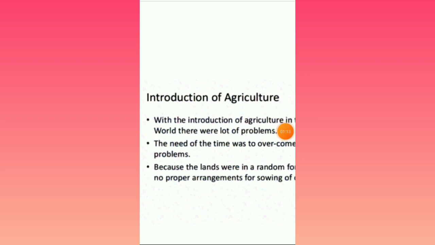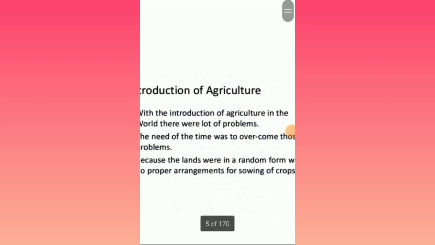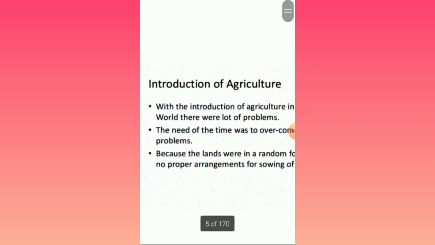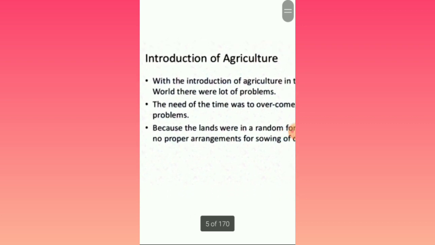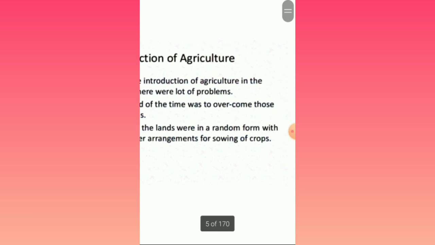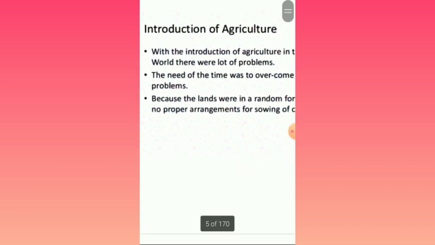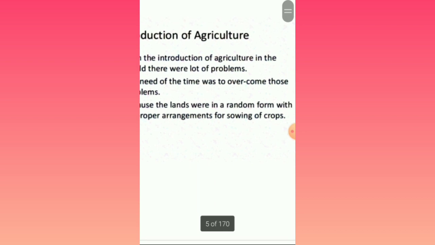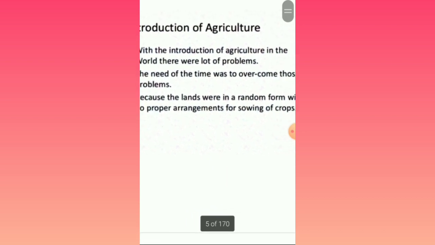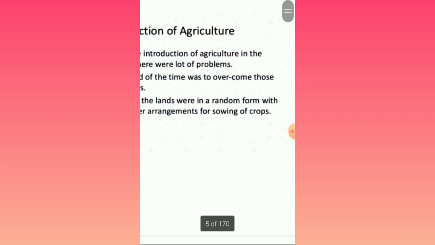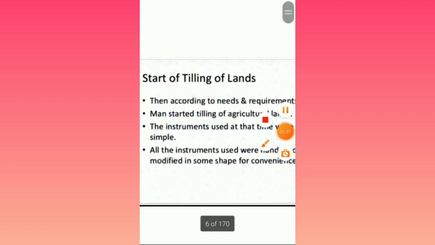Introduction of agriculture. Student, with the introduction of agriculture in the world, there were a lot of problems. The need of the time was to overcome these problems because the lands were in a random form with no proper arrangement for sowing crops.